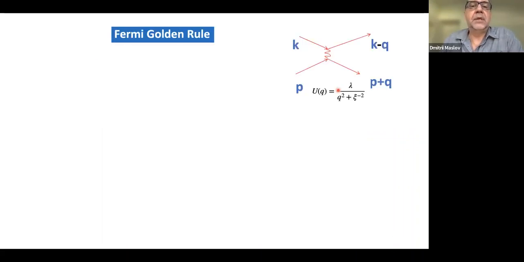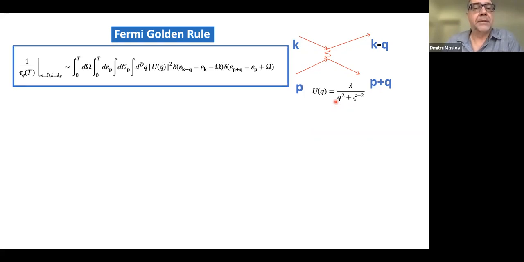And to see what the actual condition is, let's do a quick calculation in the Fermi golden rule, where I will consider scattering of two fermions with momenta K and P into two final states with different momenta. And I will choose an interaction to be of this type. It may remind you of a screened Coulomb potential in three dimensions, but I will use it in dimensions two and three, and I will tell you why a bit later.